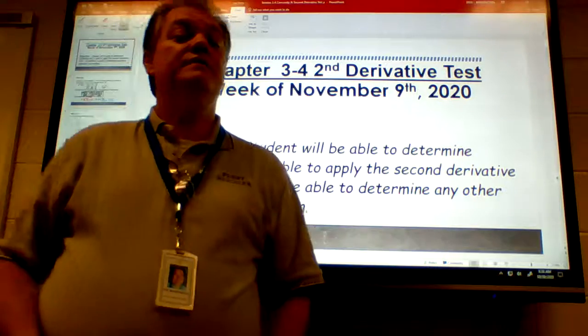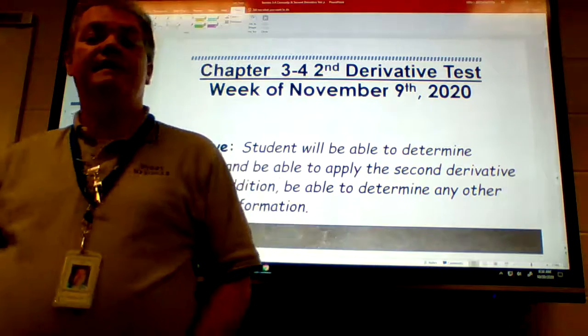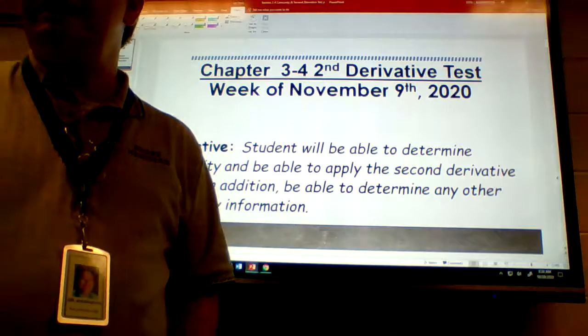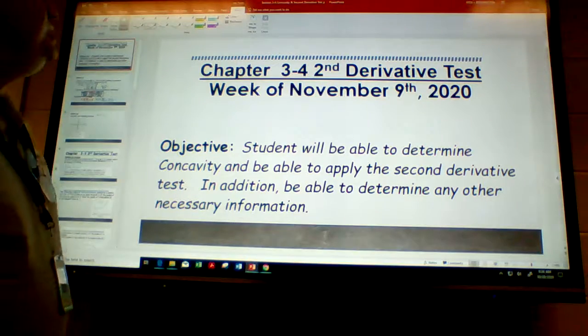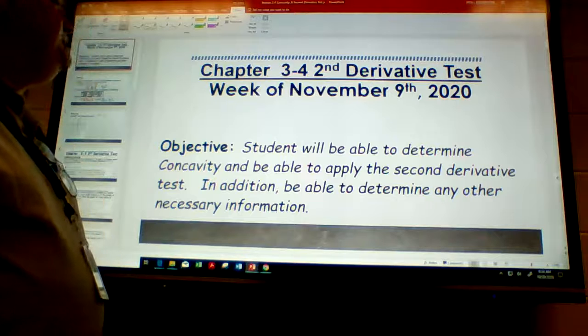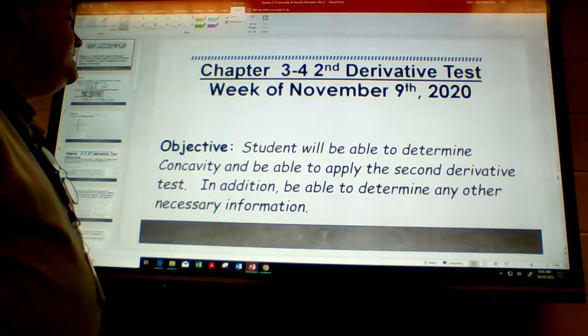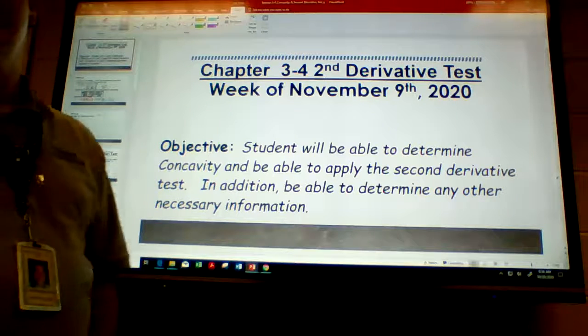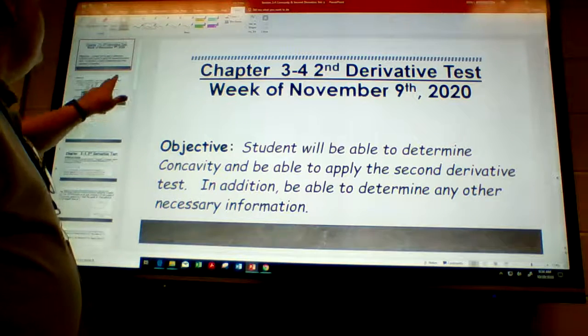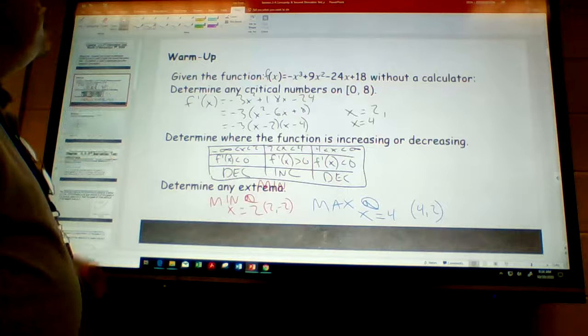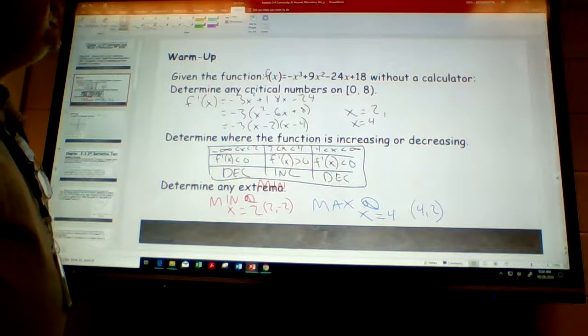All right, folks, we're going to talk about section 3.4, and that is using the second derivative test in order to determine concavity. As you can see from the objective, you will be able to determine concavity, be able to apply the second derivative test, and also be able to determine some other necessary information related to that. Okay, the warm-up, I'm going to set up the warm-up beforehand, so that we don't have to spend so much time writing.